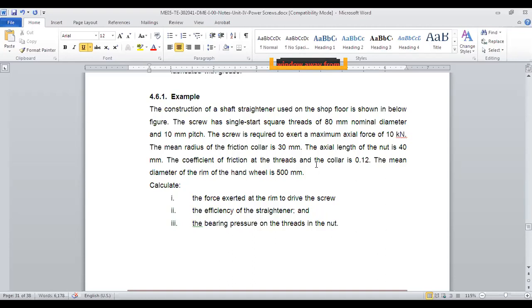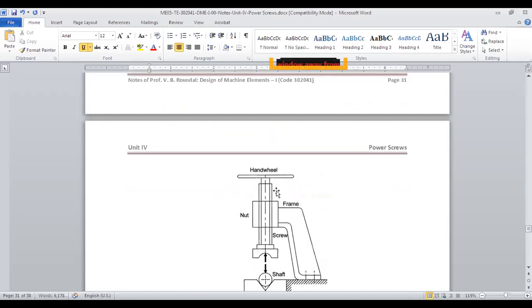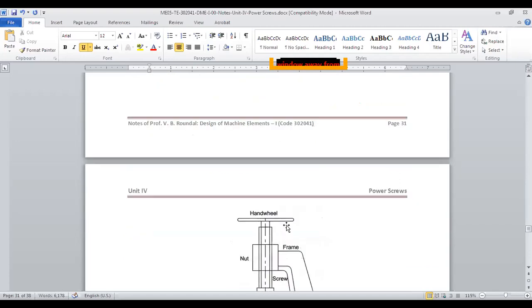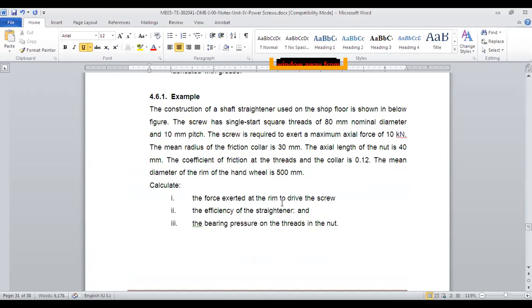So L is given, the length of this nut is 40 mm. The coefficient of friction between the threads is 0.12, so mu is 0.12, and the mean diameter of the rim of the hand wheel is 500 mm. So for this handle and wheel, the diameter is given as 500 mm, so R is 250 mm. If we put the effort P into 250, that will be the input torque.